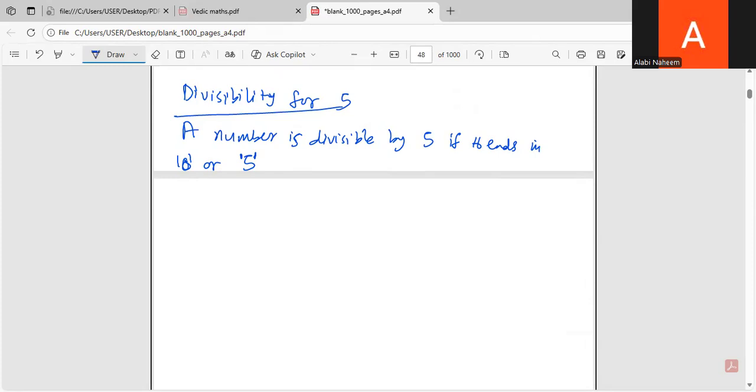Take note, 0 is an even number. But here, we're not saying if the number ends in an even number. It ends in 0 specifically, not all even numbers, 0 or 5.